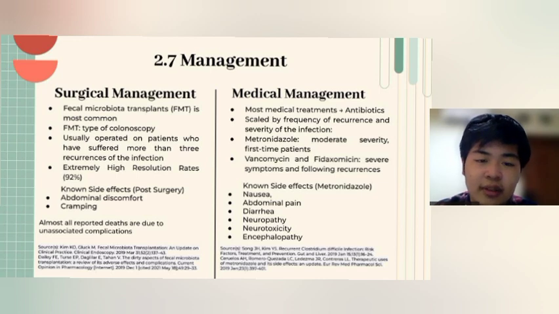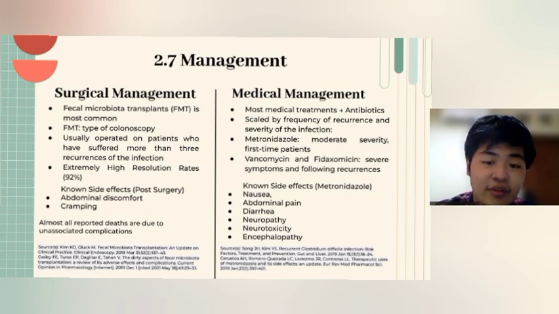So in general, management can be split into two, which is surgical and medical. Let me start with surgical. So fecal microbiota transplants, or FMTs for short, is the most common type. And FMTs in general are a type of colonoscopy, and it's usually operated on patients who have suffered more than 3 recurrences of the infection. And when compared to medical management, it has an extremely high resolution rate, with a percentage around 92%.